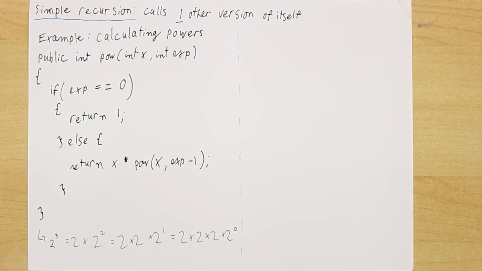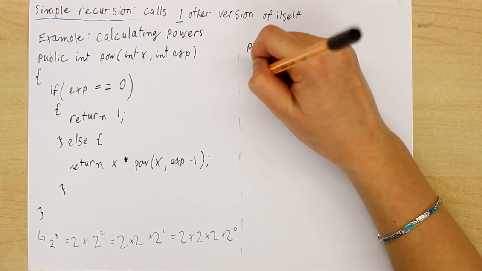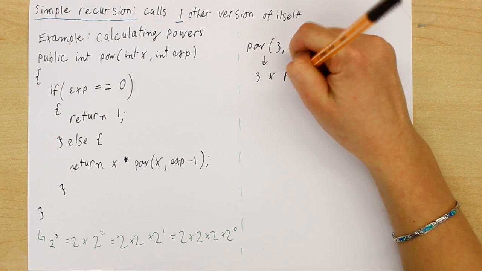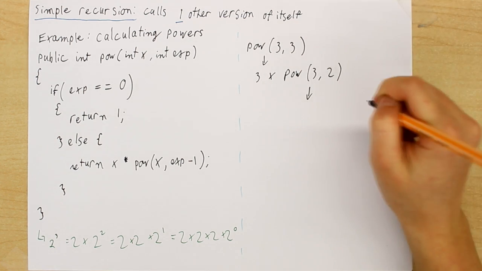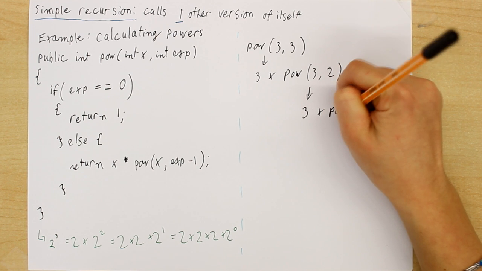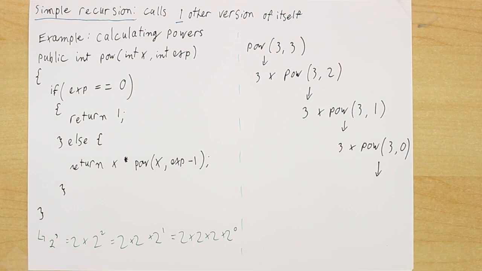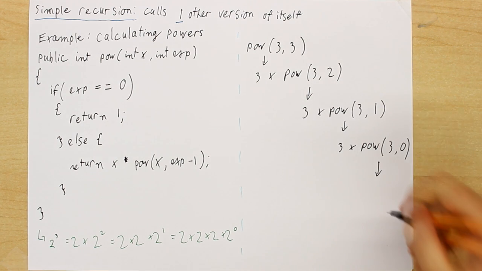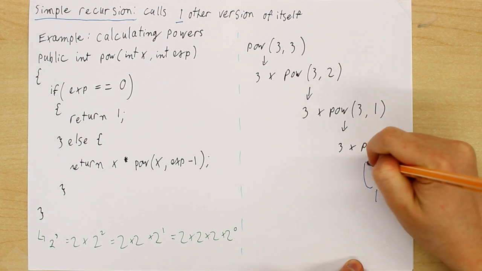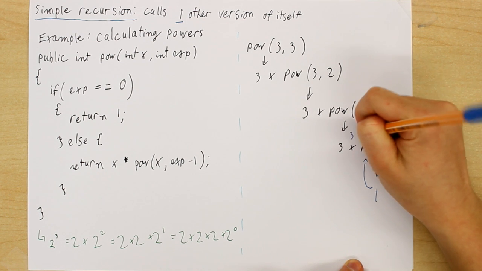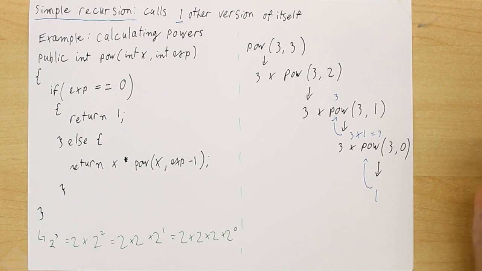So let's say we were to call pow on 3, so calculate 3 to the power of 3. That would return 3 times 3 to the power of 2. So we've removed 1 from the exponent, which would in itself return 3 times 3 to the power of 1, which would return 3 times 3 to the power of 0. Here, our little method pow knows what 3 to the power of 0 is. It's just 1, so it returns that to the previous method, which can then calculate 3 times 1, which is 3, and return that to the previous method, pow of 3 to 1.